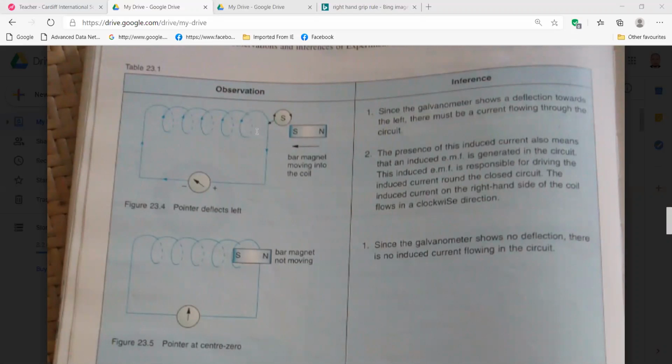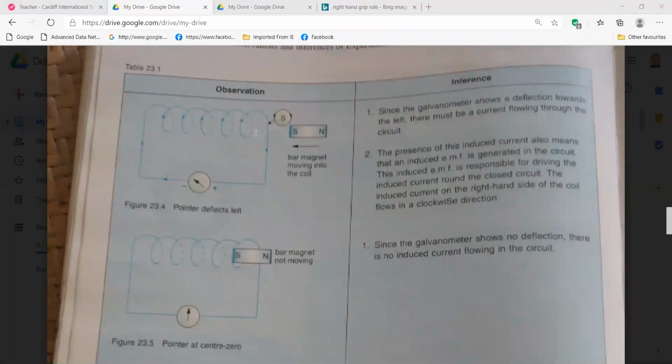This south pole comes due to the induced EMF, by applying the right hand grip rule. So when you are trying to go more inside the coil, closer to the coil, this induced south pole is not letting the magnet go more forward. It's opposing its motion. Is it clear?